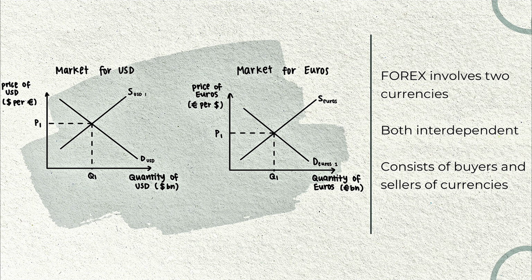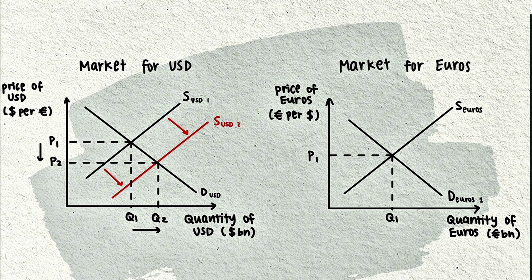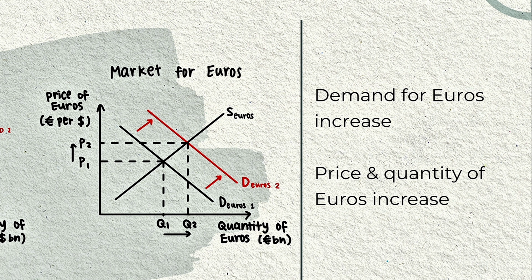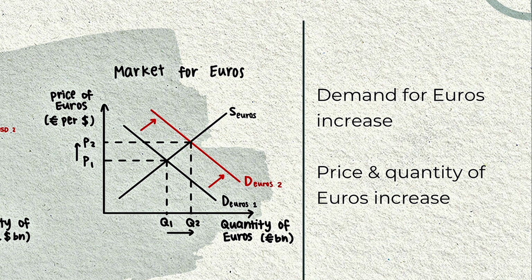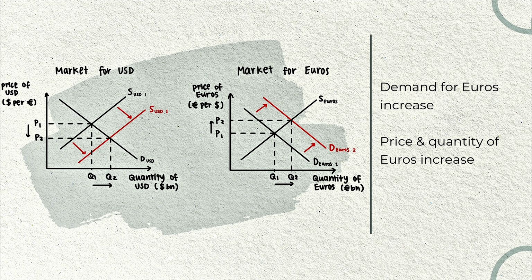So what happens first is that they need to supply US dollars into the foreign exchange market. As a result of this, the quantity of US dollars will increase, as the price of it will depreciate from P1 to P2. And as they are supplying their US dollars into the foreign exchange market, they are actually buying euros. So the demand for euros goes from D Euro 1 to D Euro 2. And the result of this is the quantity of euros increases from Q1 to Q2, and the euro appreciates from P1 to P2.